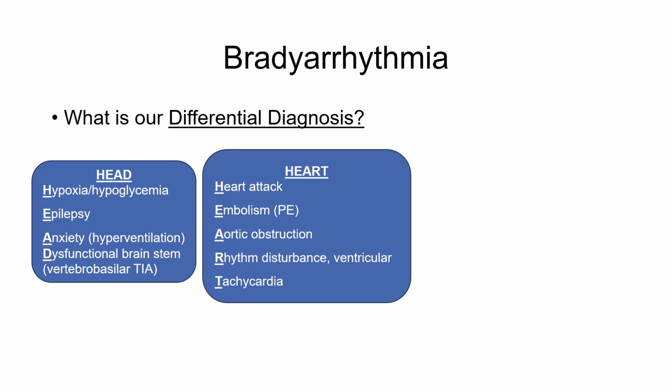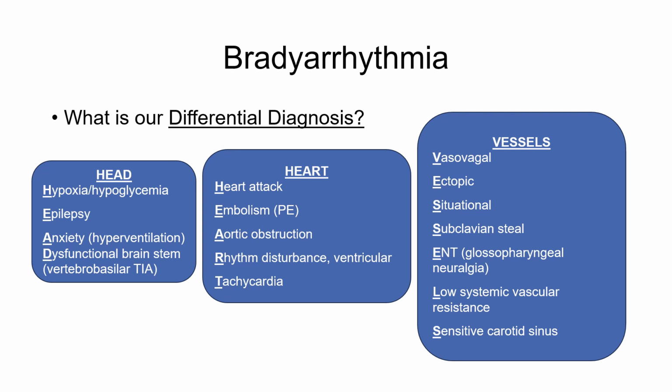Rhythm disturbances as well as tachyarrhythmias can cause syncope. Vasovagal syncope, ectopic pregnancy can cause syncope. There's situational syncope, subclavian steal. From an ENT cause, glossopharyngeal neuralgia can cause syncope. It's a rare condition resulting in fainting due to severe pain in the throat, ear, or tongue.